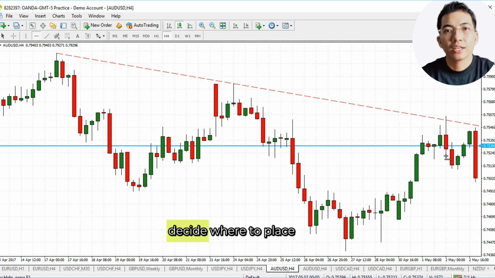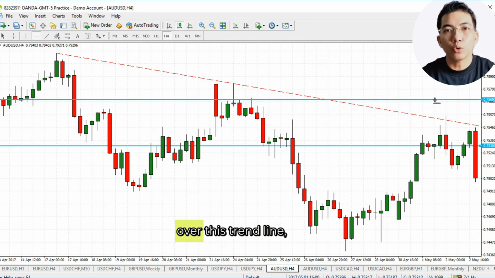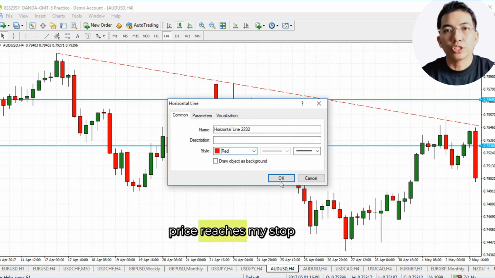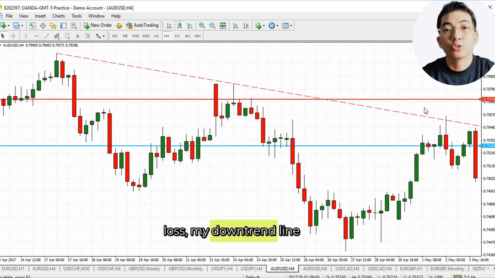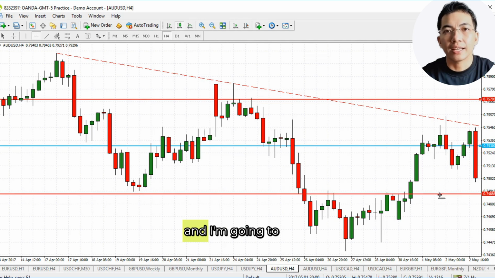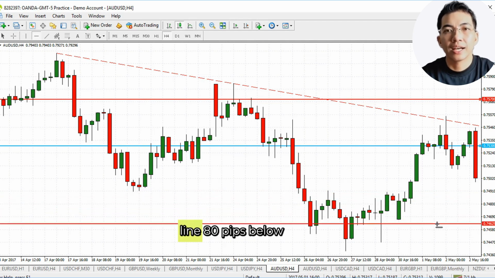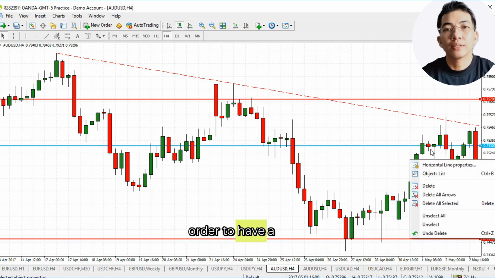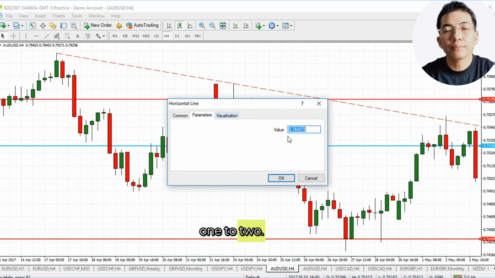Now I have to decide where to place my stop loss. I want my stop loss over this trend line, so I decided that 0.7570 is a good level because if the price reaches my stop loss, my downtrend line is clearly not working anymore. So I have a risk of 40 pips, and I'm going to draw my take profit line 80 pips below my entry level in order to have a risk to reward of 1 to 2.